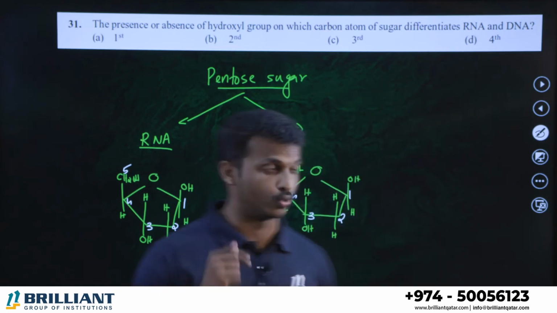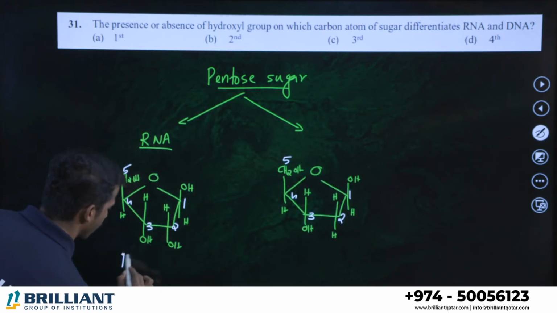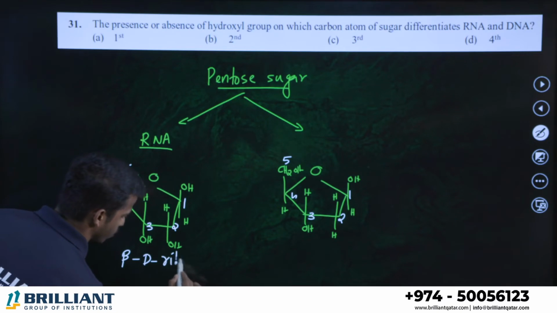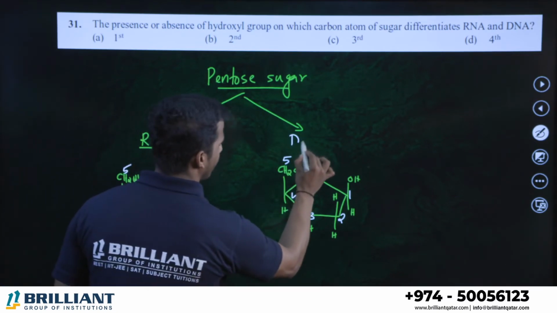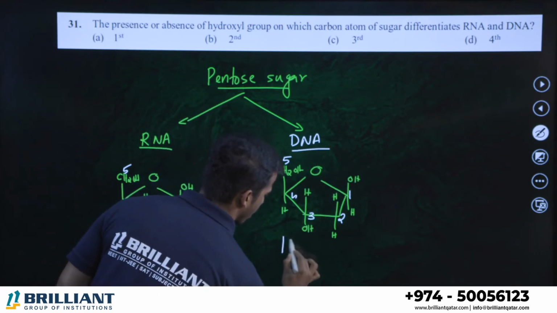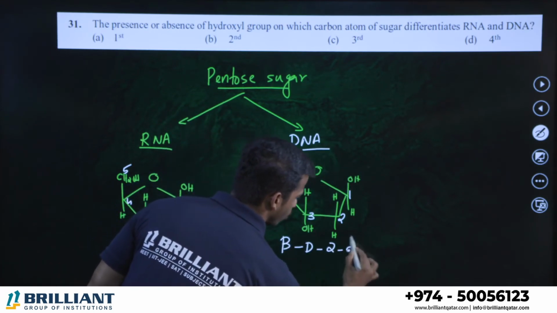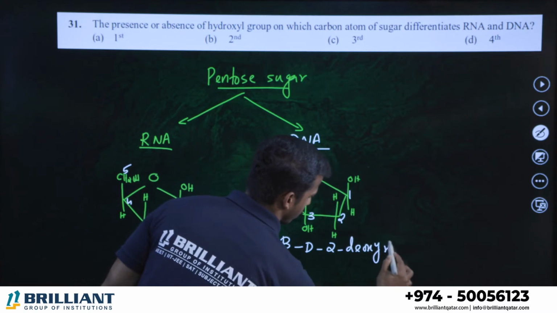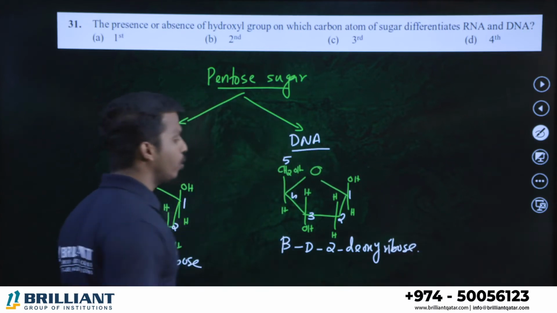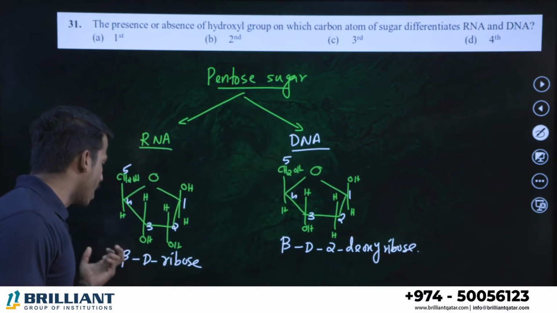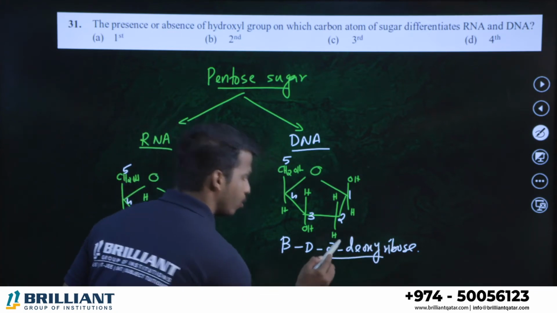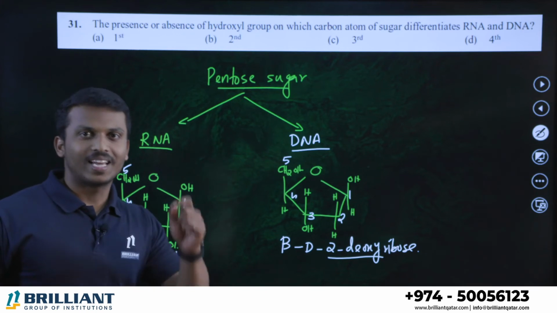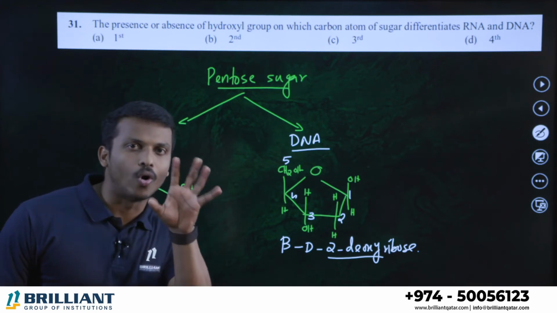Beta D ribose. Yes or no? This is called beta D ribose. What is the pentose sugar in DNA? In DNA, the pentose sugar is called beta D 2-deoxyribose. What is the difference between beta D ribose and beta D 2-deoxyribose? A small term, 2-deoxy. At the second position, there is no oxygen.